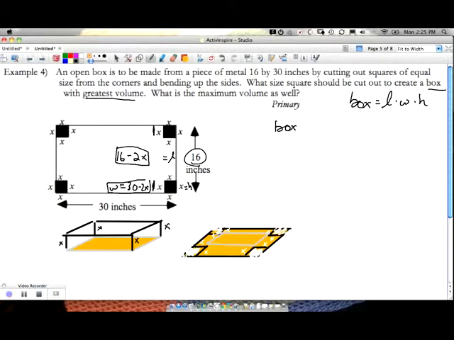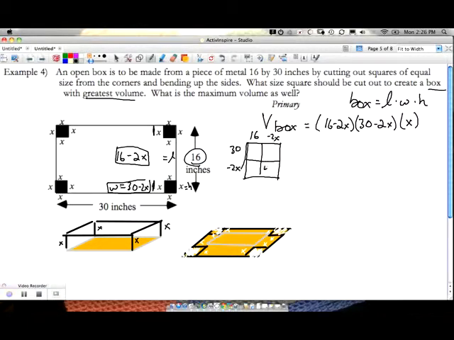So the volume of the box is going to be the length, which in this case we said is 16 minus 2x, times the width, which is 30 minus 2x, times the height, which is x. Okay, now that we're at this point, we can actually multiply this out. So you can do the box method of multiplying, pun intended. We got 16 minus 2x, 30 minus 2x. So let's see what we're going to get.